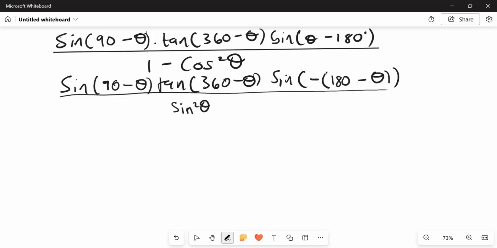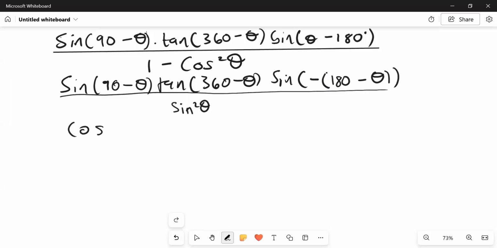So sine 90 minus theta, using our CAST diagram, 90 minus theta is in quadrant number 1, and in quadrant number 1 all the trig ratios are positive. So we're going to have a positive answer. That's the first thing. Secondly, 90 minus or 90 plus is a cofunction, which means sine changes to cos. So this is cos of theta.